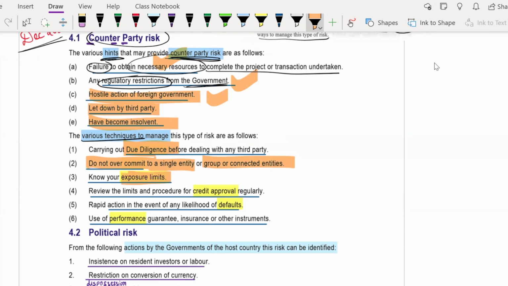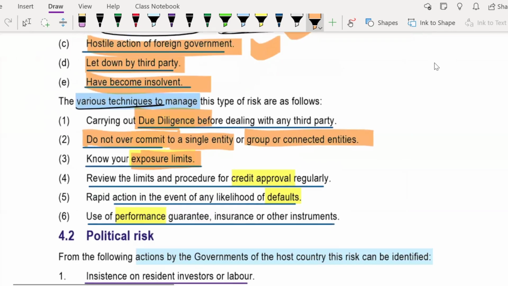You should also know your exposure limit. Always know that there is going to be risk involved. You cannot completely mitigate it, but know how much your risk limit or your exposure limit is, so that according to that, you make your transactions with your counterparty.